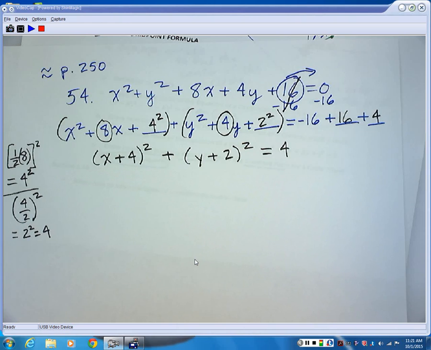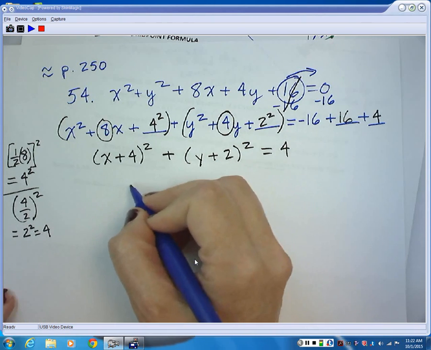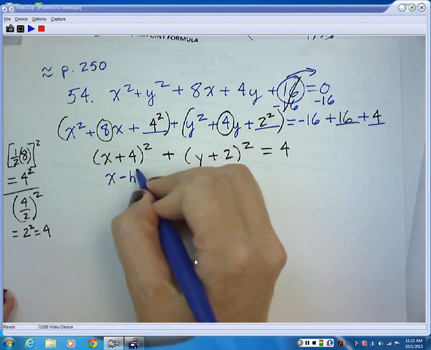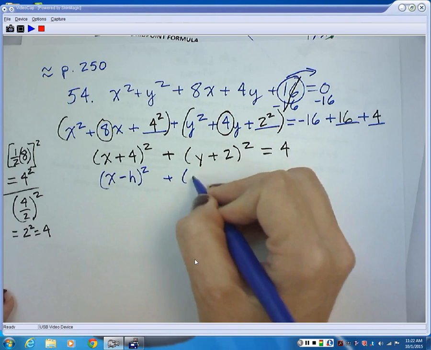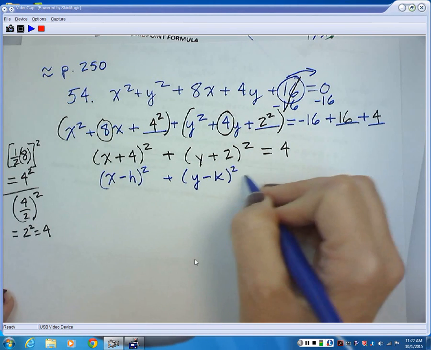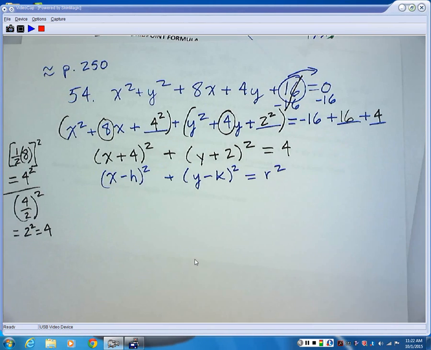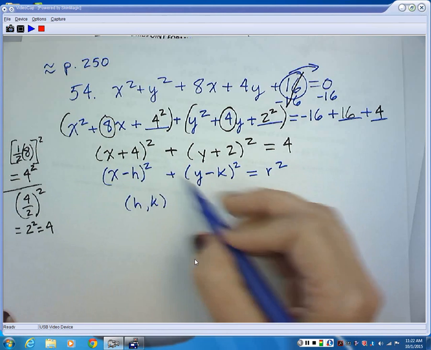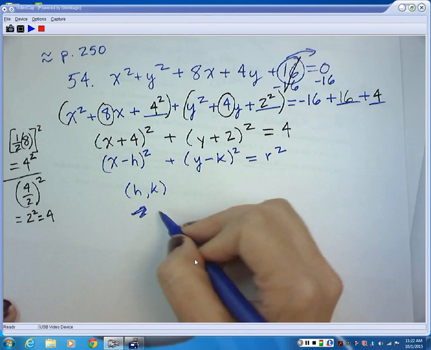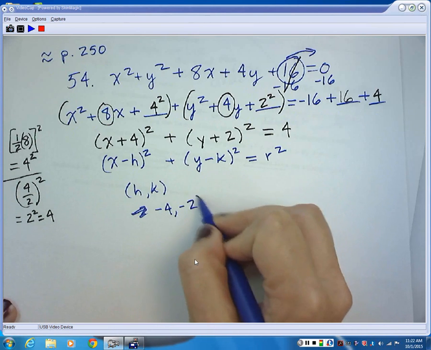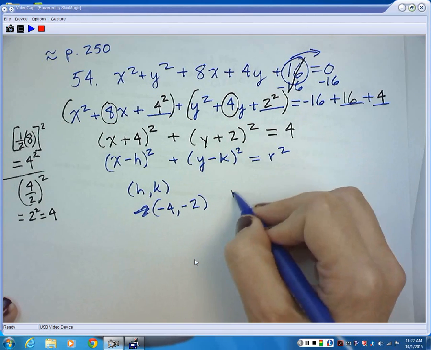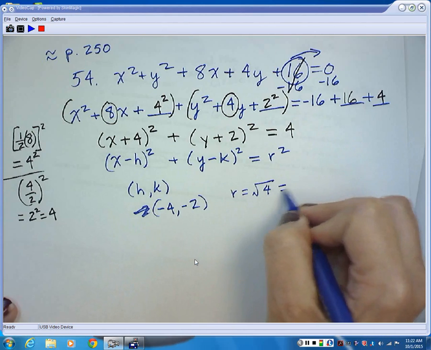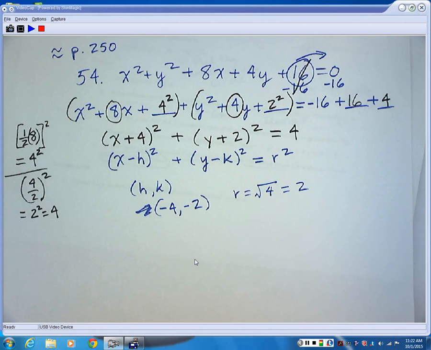All right, and then if you want to identify h and k, remember the formula x minus h squared has a minus sign in it. So if you need to identify h and k, it's going to be minus 4, comma minus 2. R is going to be the square root of 4, which is 2. All right? Does that help, going over that?